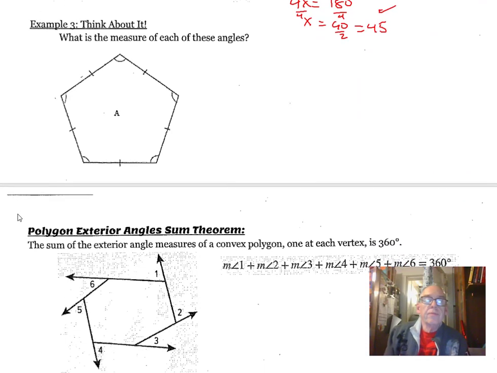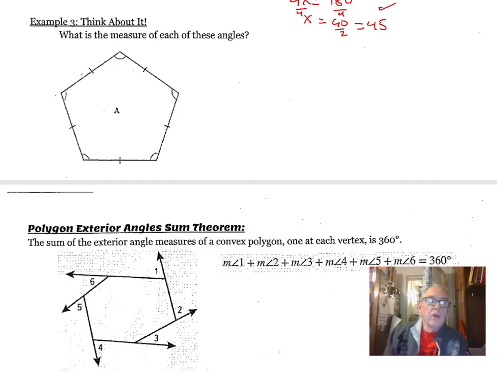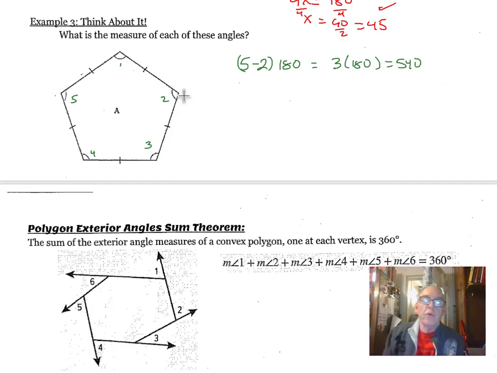Let's look at the next one here. What's the angle measure of these angles? So let's look and see what we have. We have a 1, 2, 3. We have a pentagon. It's got 5 sides. 5 take away 2 times 180 is the interior angle theorem. 3 times 180 makes 540. So these angles, 1, 2, 3, 4, and 5, those 5 angles all need to add up to 540 degrees.